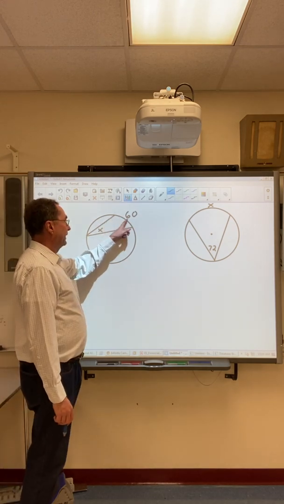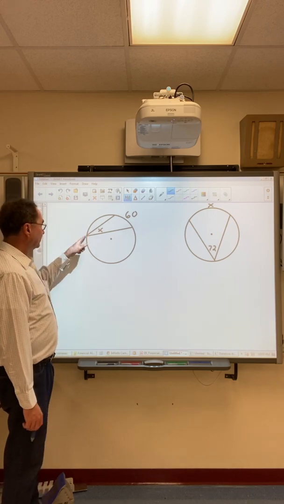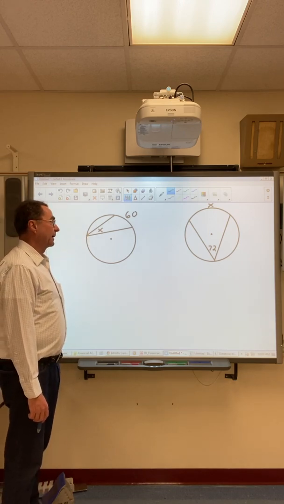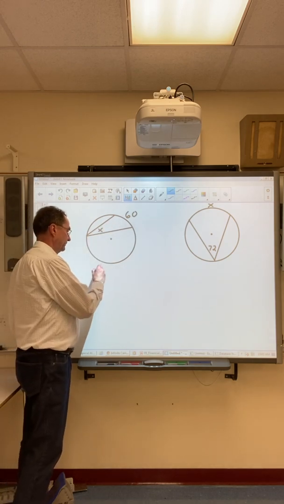If this arc right here is 60, what is the measure of the angle? Well, since the vertex is there, it's an inscribed angle. That angle is half the arc. X is half of 60.